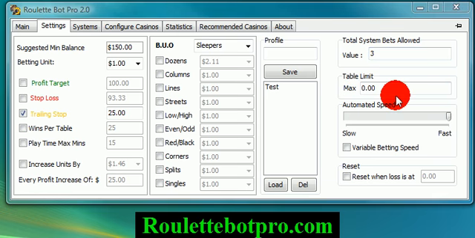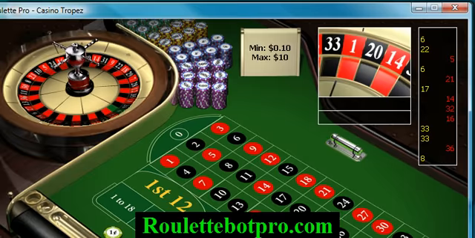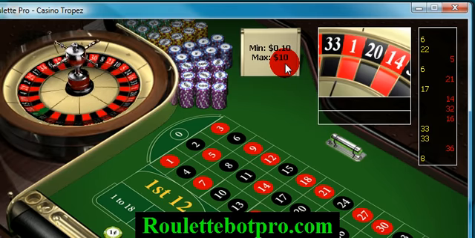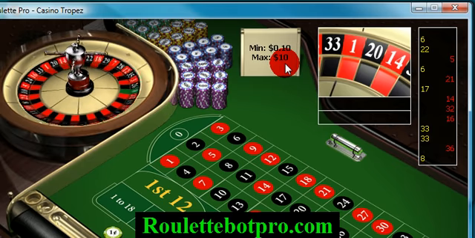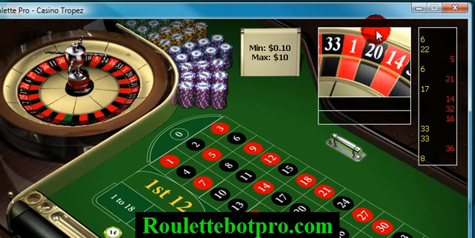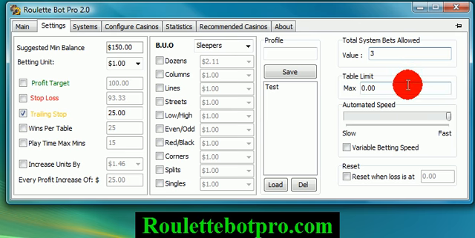This is for the Playtech Casino only that you have configured. And I'm going to bring up the Playtech Casino. It's this number right here. Max $10 for this particular table. So this is the area you will look for your table limit. So I would put in $10 for that table. All the rest of the casinos are hard-coded in, so you don't need to worry about them.